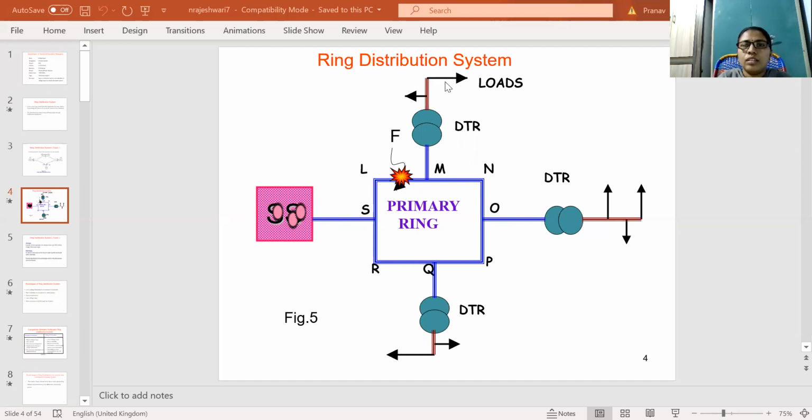From this, one distribution transformer is placed here, another distribution transformer here, and this is another distribution transformer, and from the secondary, these loads are connected to the distributors. Here these are the load connections. So this is the complete ring distribution system. These are distributors and feeders. Whenever a fault occurs in this place, the system will operate without interruption of supply.